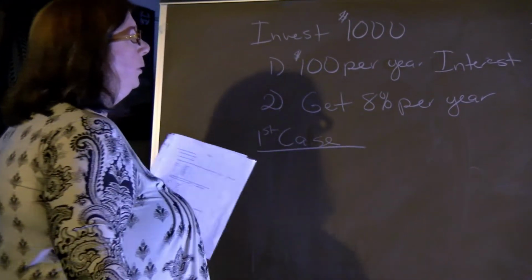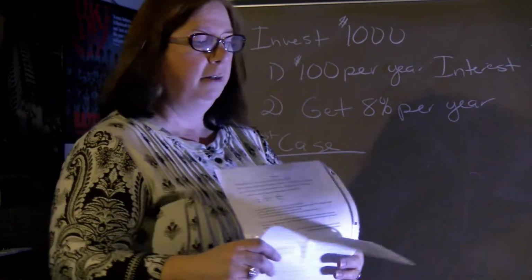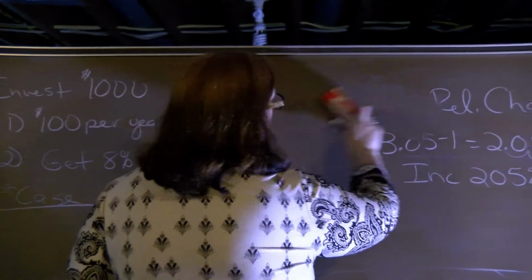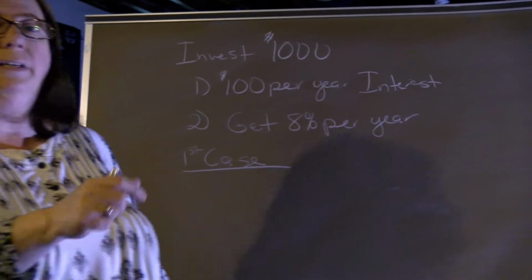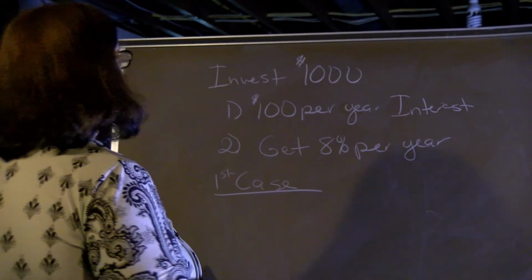Well, let's look at the first case. The first case is $100 per year. Is that linear or exponential? Well, it's growing by the same amount. Every year you're getting $100. Therefore, it's linear.